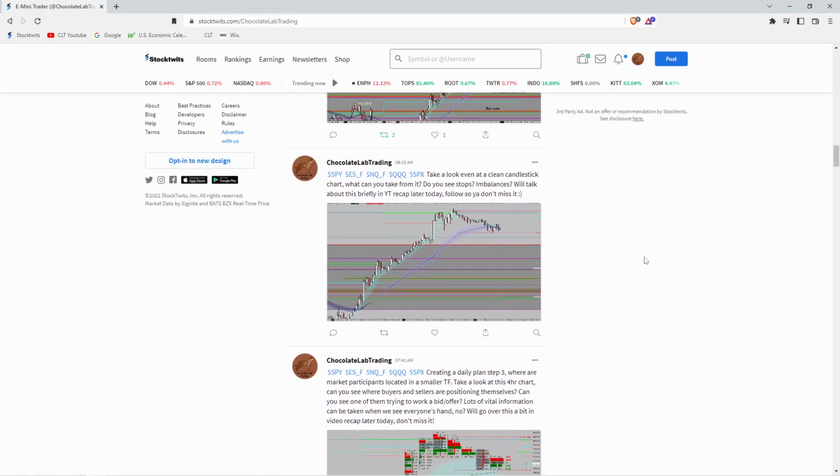Take a look even at a clean candlestick chart. What can you take from it? Do you see stops, imbalances? We'll talk about this briefly. So I have this screenshot here.